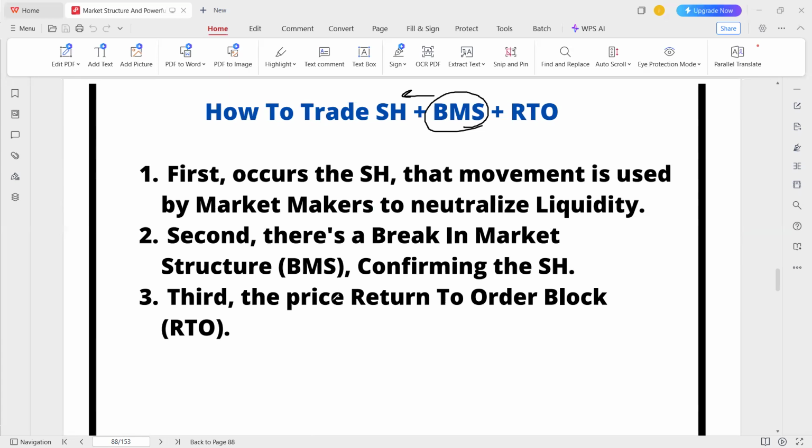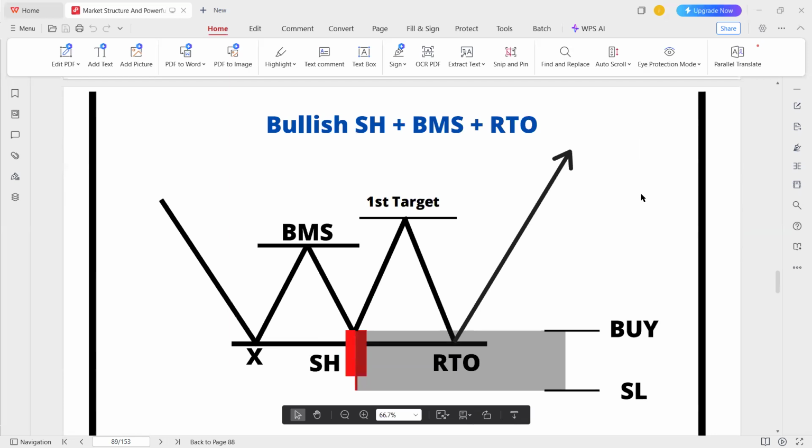Okay, then third, the price has to return to an order block. So that move which breaks the structure, there is going to be an order block within this. Then you simply have to wait for price to retrace into that order block for you to be able to execute the trade, or for the setup to simply be correct.